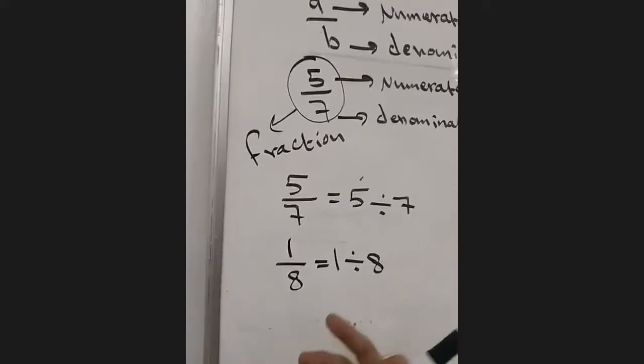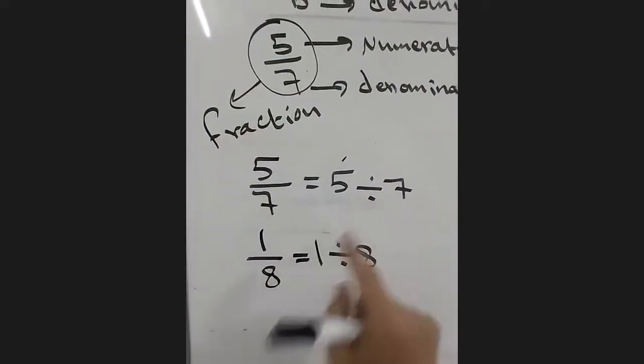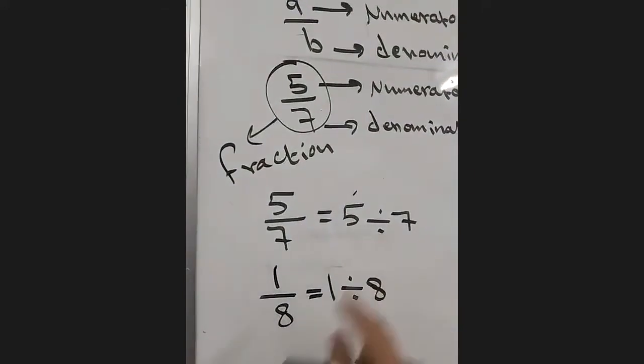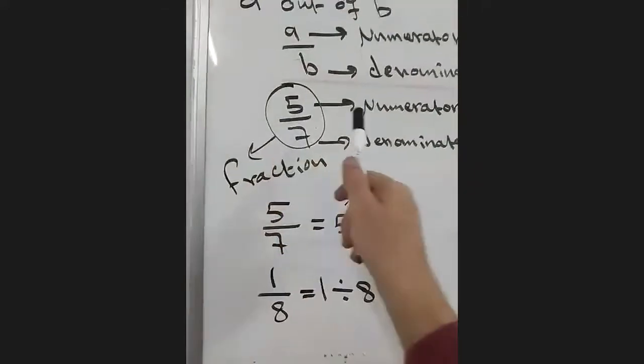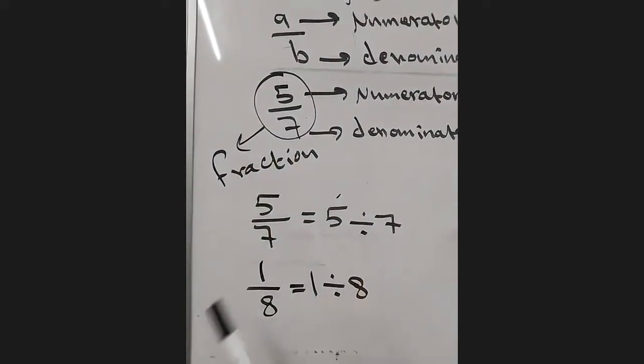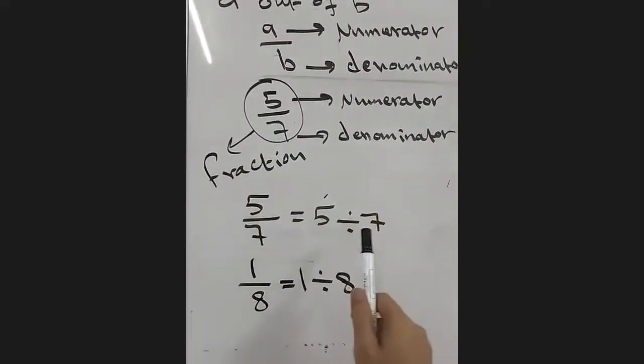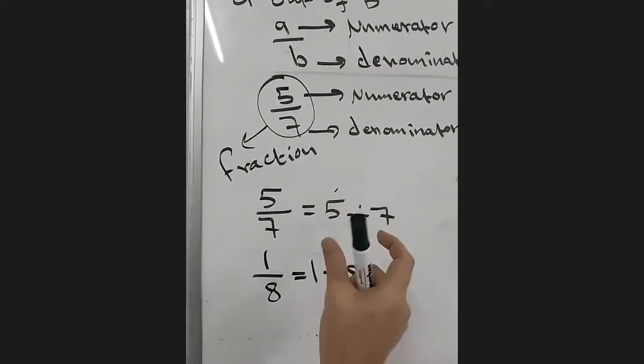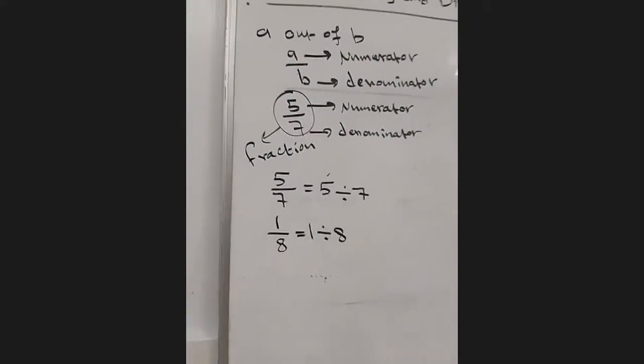So we can express the fraction as division. The numerator, the upper number, is the dividend. The denominator, the lower number, is the divisor. So to turn the fraction into a division, we write it like this.